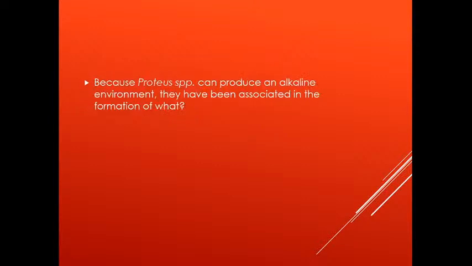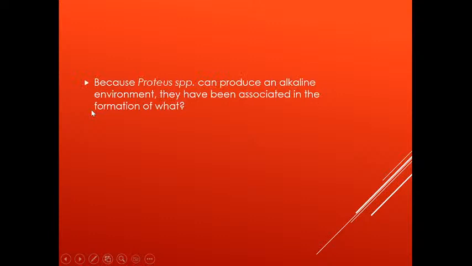Now, Proteus. Because Proteus species can produce an alkaline environment, they have been associated with the formation of urinary calculi and stones. Why? Because these are organisms that may be associated with UTI also. They tend to make a certain solution alkaline, and therefore, when something is alkaline, it forms crystals, or it precipitates salts. One of the culprits for urinary calculi or stones is actually Proteus species.